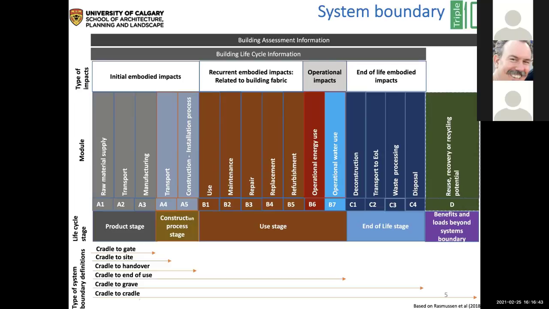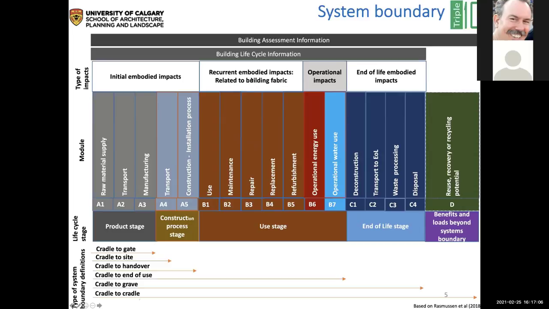That's why we have the CLF focusing on embodied carbon. So these are the initial embodied impacts associated with the material all the way until they are installed in the building. But then in a building, you would have repair, replacement, and so on. Then you will have additional recurrent embodied impacts related to the fabric. And at the end, you can also account for the embodied impact associated with the end of life of the building.